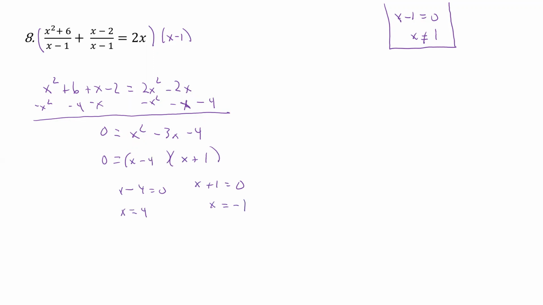Well, we said x couldn't equal a positive 1. It didn't say anything about the negative 1. And so in this case, both of these will be our solution. We'll have x is equal to 4 and x equals a negative 1. Both work.